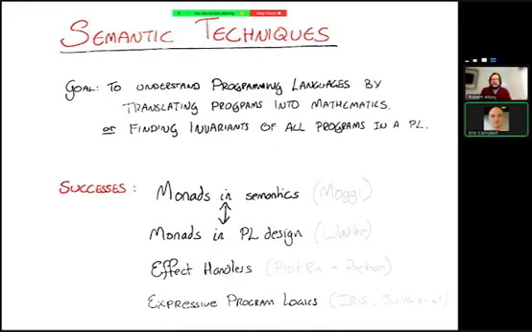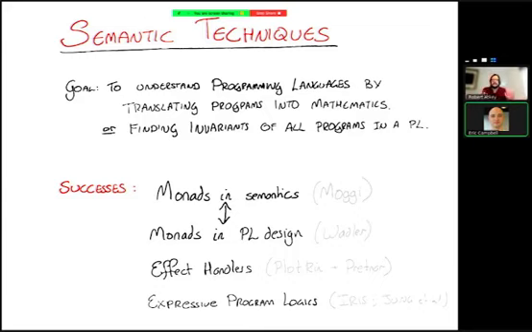So what are semantic techniques? I guess being at POPL, everyone has some familiarity with these. But I want to distinguish semantic techniques from operational reasoning and things like that. So the goal is to understand programming languages by translating programs into mathematics. Or another way of putting that is, if we know the mathematical domain that we're translating into, then in some sense we've found an invariant of all programs in some programming language. So we'll know something good about them. A simple one is something like no programs go wrong. And that's an invariant of all programs in that programming language.